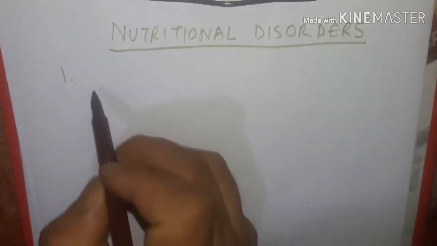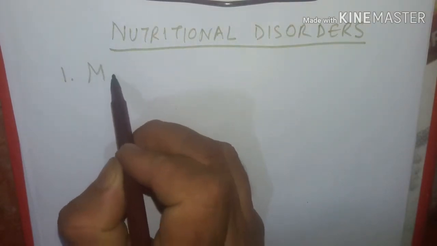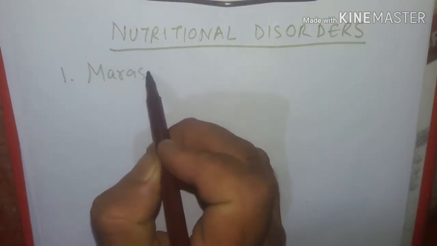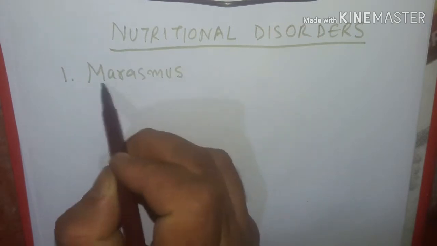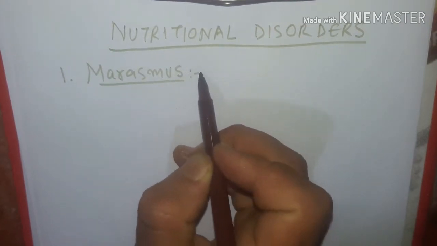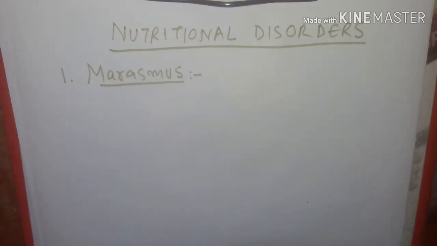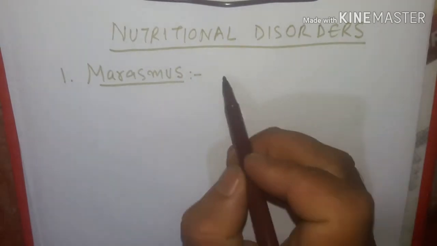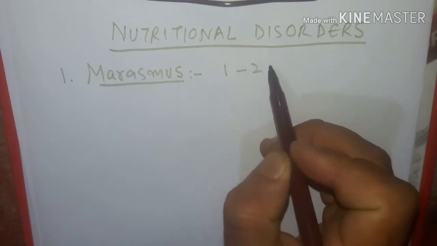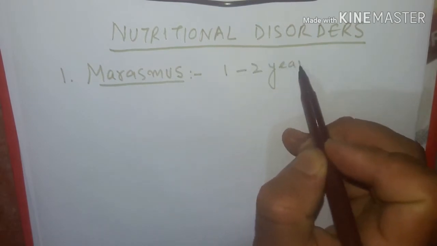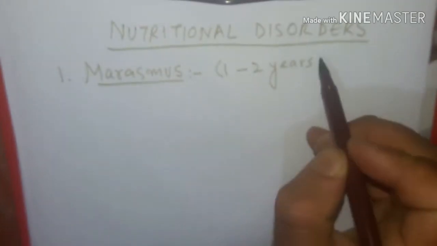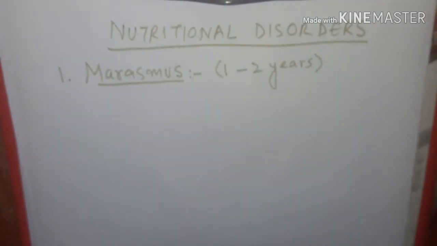First of all, we have marasmus. It is a disorder caused by deficiency of food or protein energy malnutrition. So it is a PEM disorder, and it happens in infants of age 1 to 2 years when they do not get sufficient mother's milk and weaning diet. Such infants are often provided with very diluted cow or buffalo milk.